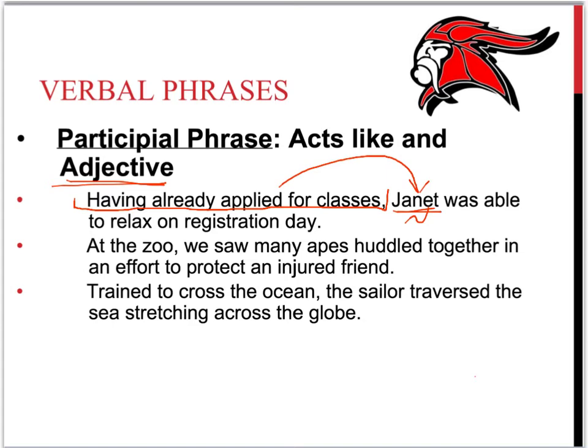At the zoo, we saw many apes huddled together in an effort to protect an injured friend. Huddled together would be the participial phrase there. Why? Because it's modifying apes. What types of apes? Big apes, hairy apes, huddled together types of apes. And then finally, trained across the ocean, the sailor traversed the sea, stretching across the globe. It's trained to cross the ocean. Who's trained to cross? The sailor. Traversed the sea, stretching across the globe. Got another one here. Stretching, modifying sea. So both those are acting as adjectives, and so they are considered participial phrases.